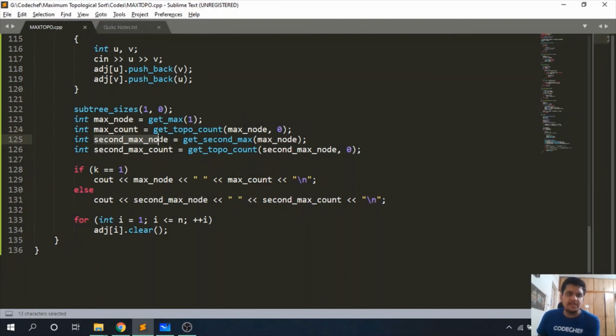Second max node is, as we discussed, the maximum subtree size child of the centroid, and second max count is its topological orderings. Then we are just checking: if k is equal to 1, we output max node, space, max count. Else if k is equal to 2, we output second max node, space, second max count. Now this was the C++ implementation.